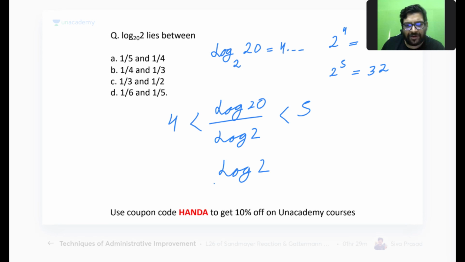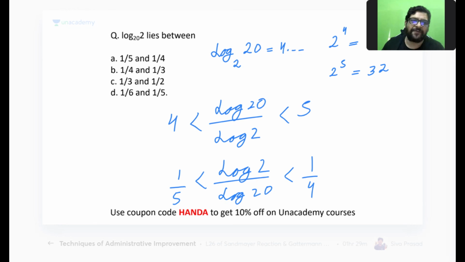So if I make the reciprocal of it, which is log 2 by log 20, upper limit was 5, so now the lower limit will become 1 by 5. Lower limit was 4, so now the upper limit will become 1 by 4. So it will lie between 1 by 5 and 1 by 4.